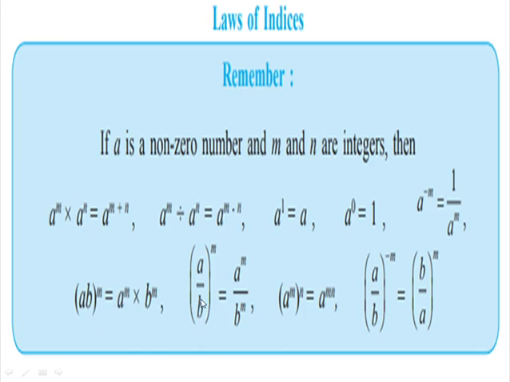Then we have seen a upon b whole raised to m is equal to a raised to m upon b raised to m. Then the index of the index, that is a raised to m raised to n, is equal to a raised to mn. And we take the reciprocal of the base when we convert the negative index into a positive one, that is a upon b whole raised to negative m is equal to b upon a whole raised to m.